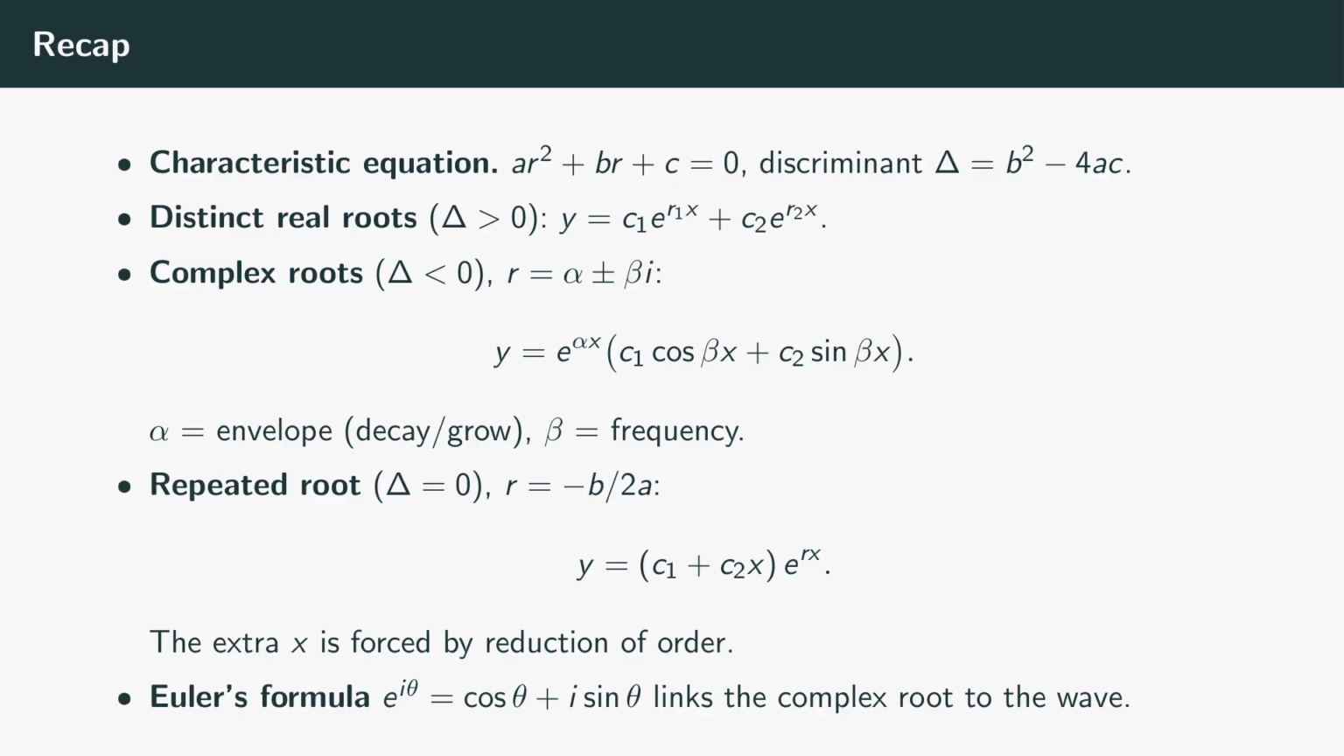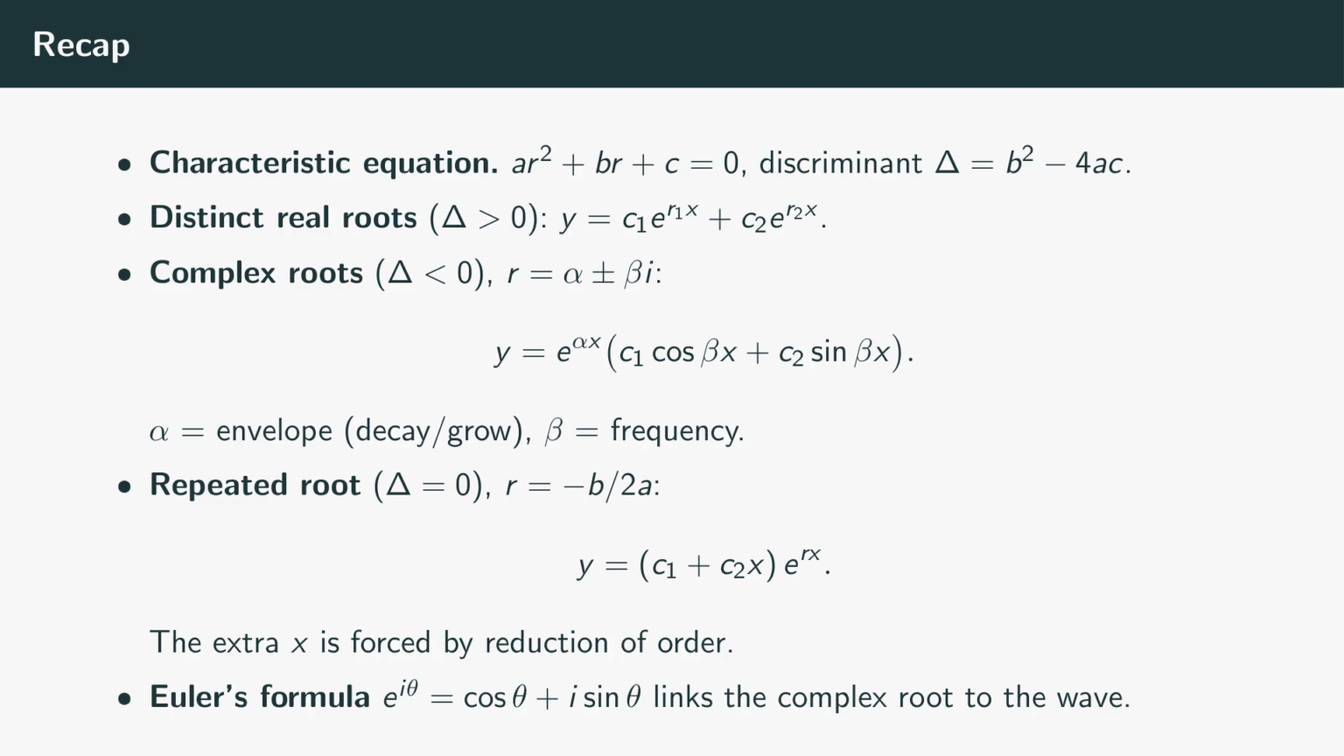Let's recap the complete constant coefficient story. You write the characteristic equation, a quadratic in r, and its discriminant decides which of three cases you are in. If the discriminant is positive, you have two distinct real roots and the solution is a blend of two exponentials. If it is negative, the roots are a complex pair alpha plus or minus beta i, and Euler's formula gives the real solution e to the alpha x times (c1 cosine beta x plus c2 sine beta x), where alpha is the envelope that makes the oscillation decay or grow, and beta is the frequency.